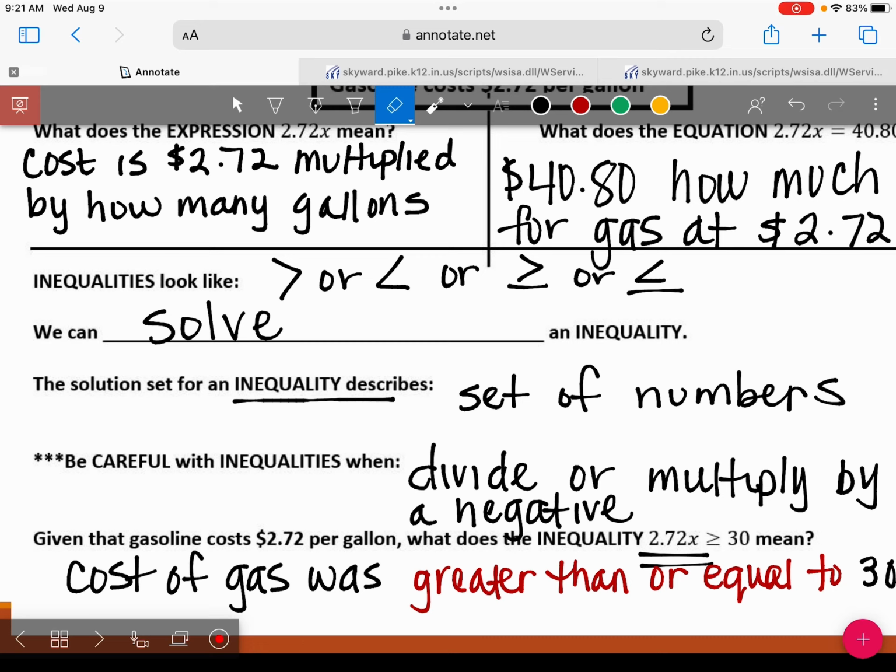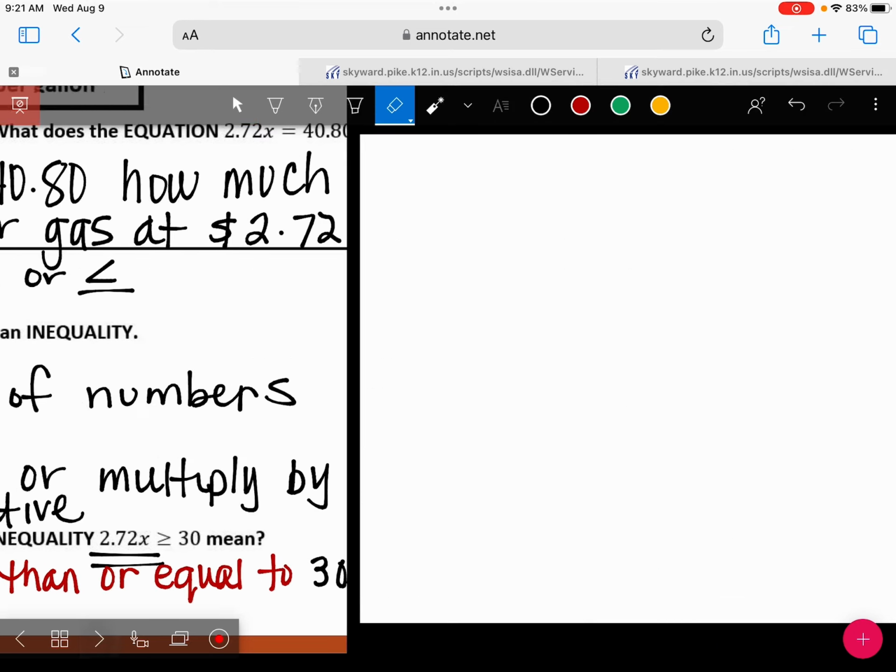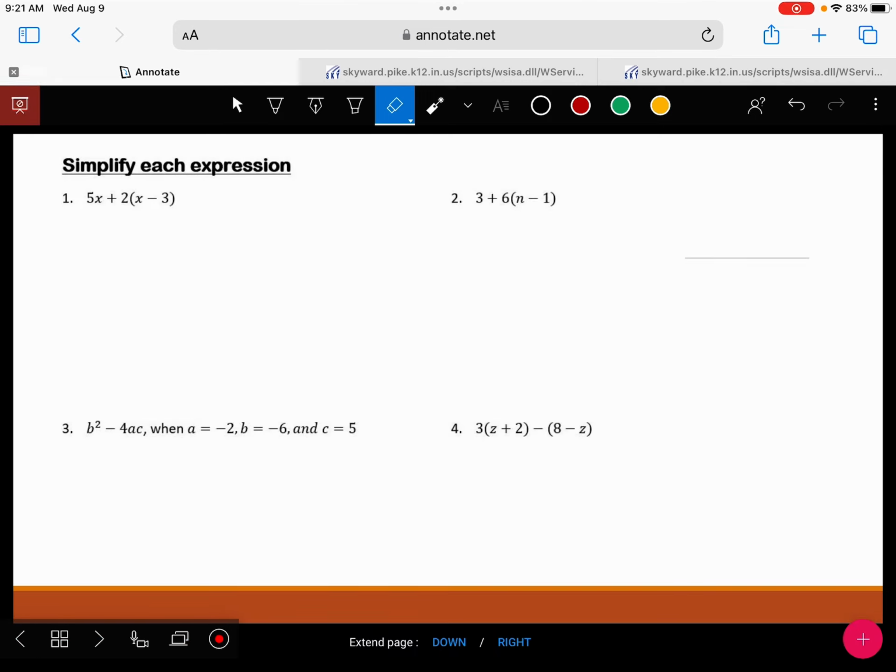All right, so let's do some practice simplifying. Almost finished with our first packet. So we'll do questions 1 through 4 and then we'll end there. So today we'll focus on simplifying and then tomorrow we'll focus on solving. So again, how do I know that these are expressions? What do you notice is not in any of these questions? An equal sign. So that means that we can't figure out what x is. We can only simplify it.